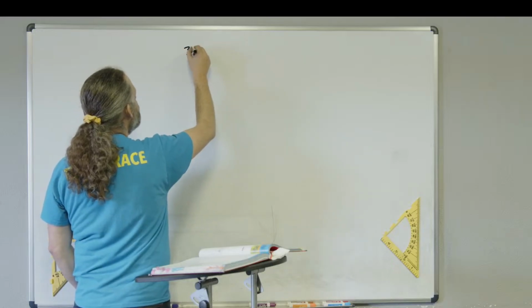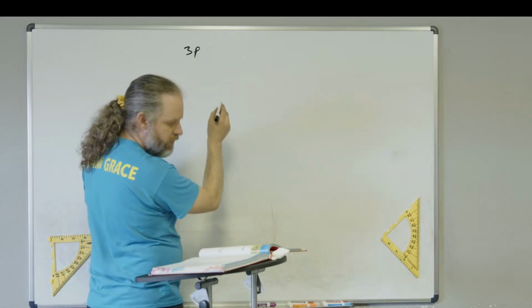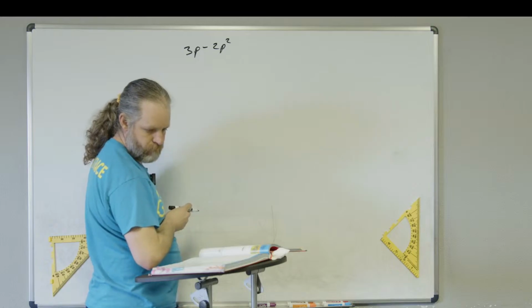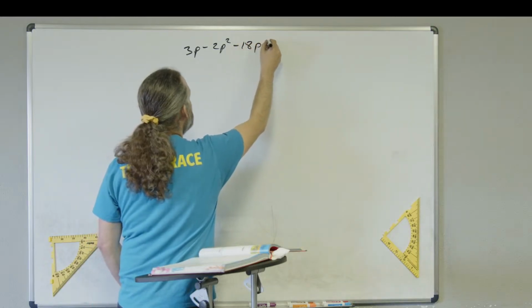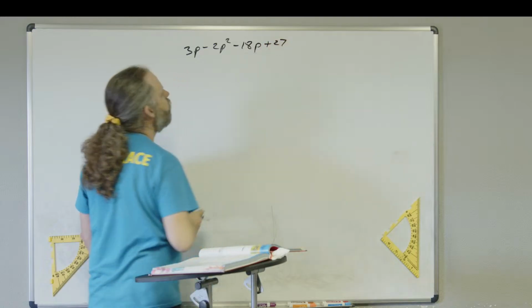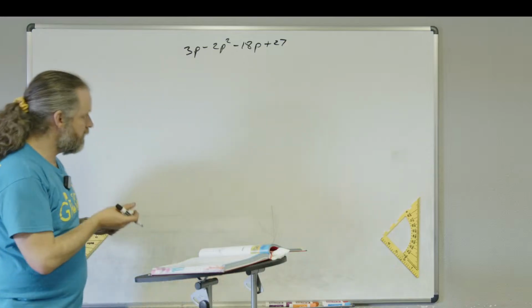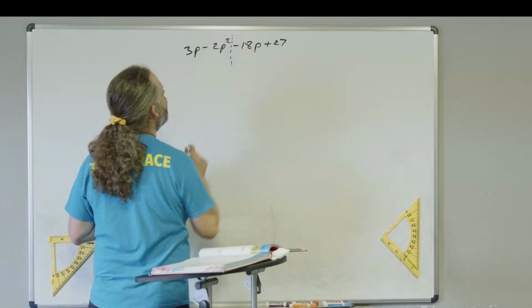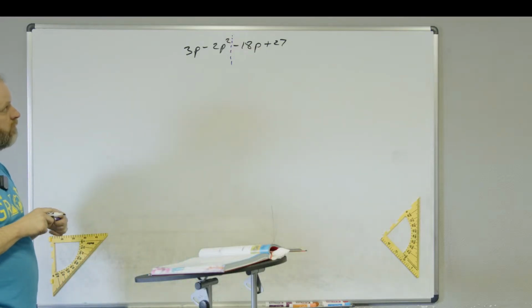3p minus 2p squared minus 18p plus 27. So what do we need to do? Split it into 2. Now what? Left side is p.